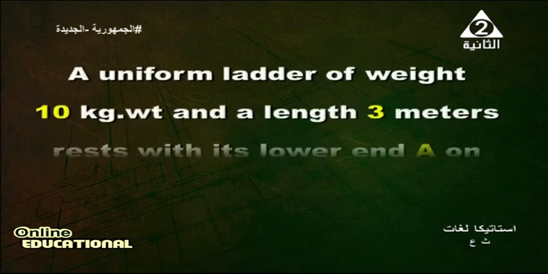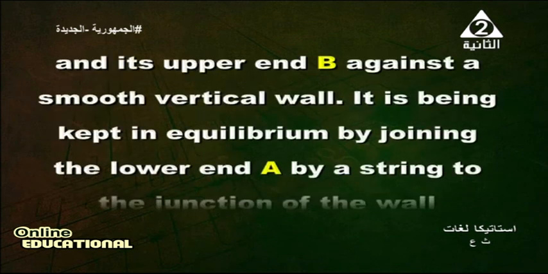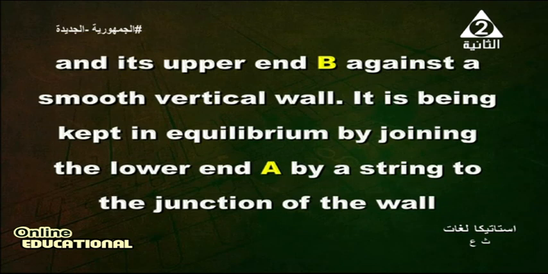Another example. A uniform ladder of weight 10 kilogram weight and length 3 meters rests with its lower end A on smooth horizontal ground. What do you mean by smooth? Horizontal ground, the reaction is perpendicular to it. And its upper end B against a smooth vertical wall. It is kept in equilibrium by joining the lower end A by a string to the junction of the wall.